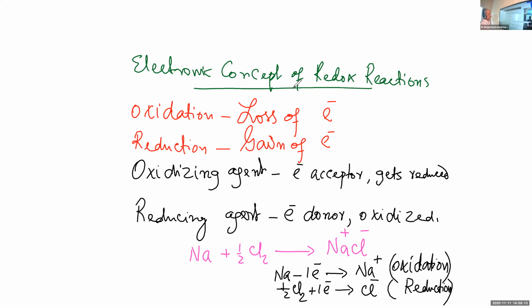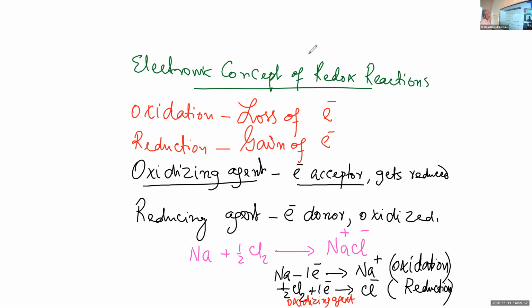Now, which is the oxidizing agent and which is the reducing agent? Oxidizing agent is the electron acceptor. Here, chlorine accepts electron. Electron is added to chlorine, and therefore chlorine is the oxidizing agent.